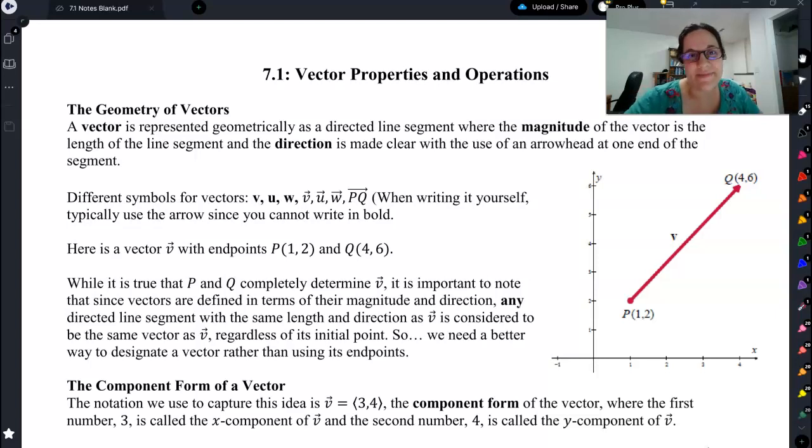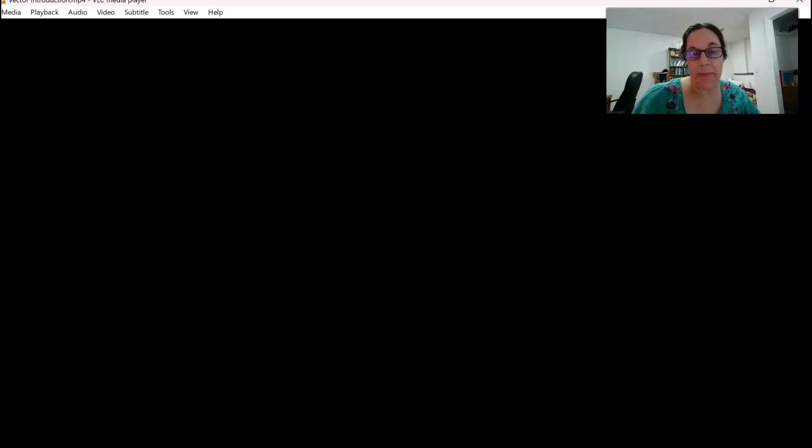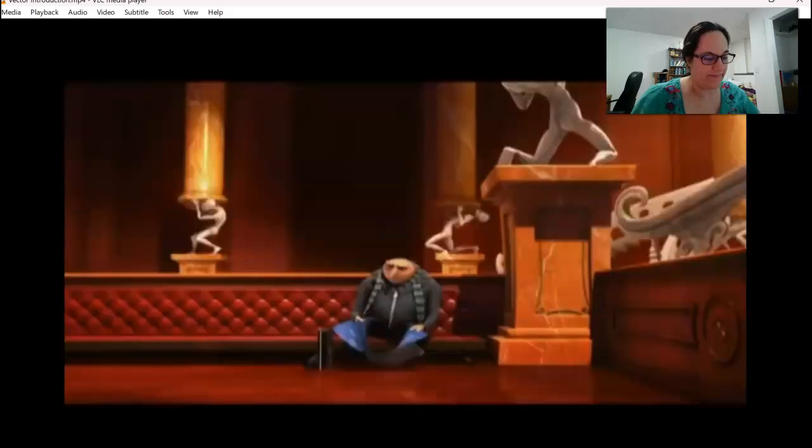Welcome to Chapter 7. This chapter is all about vectors, and I can think of no better introduction to vectors than this clip from Despicable Me. So let's start here.